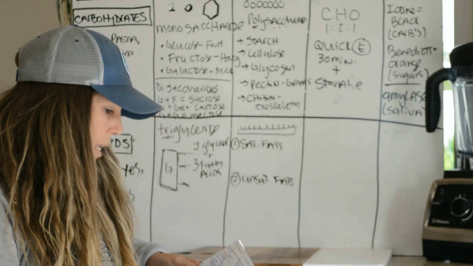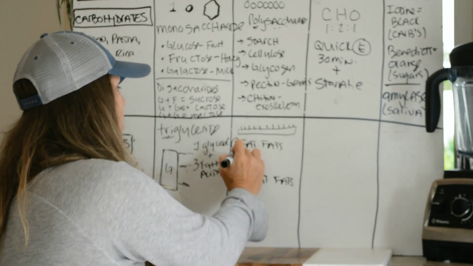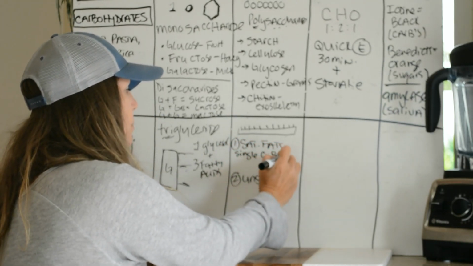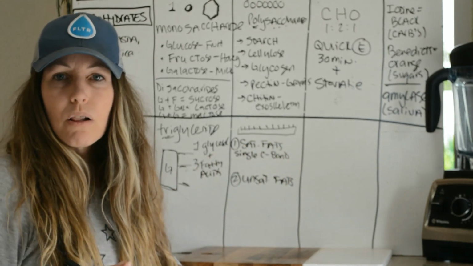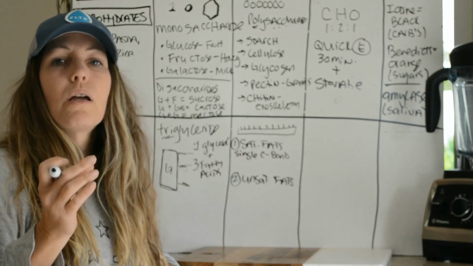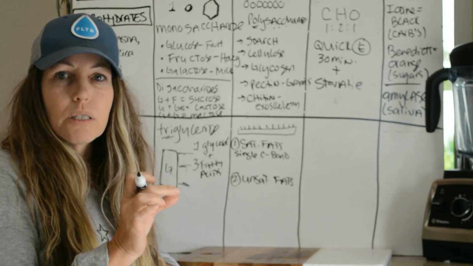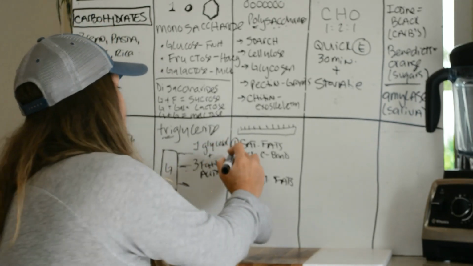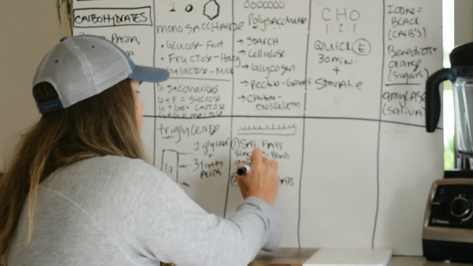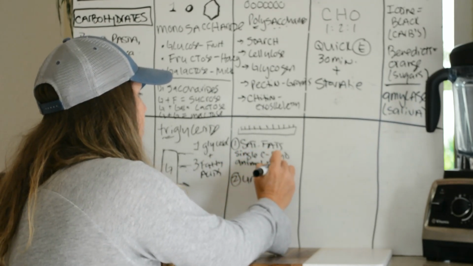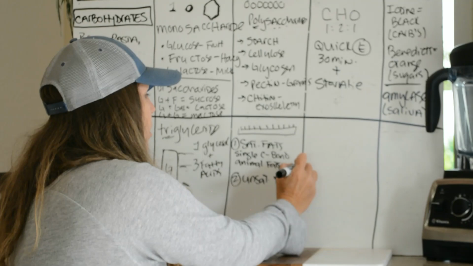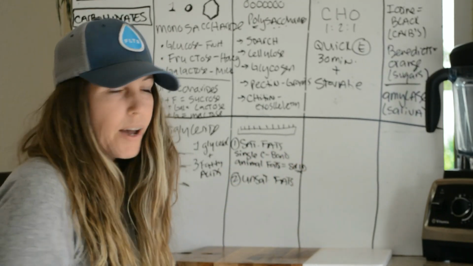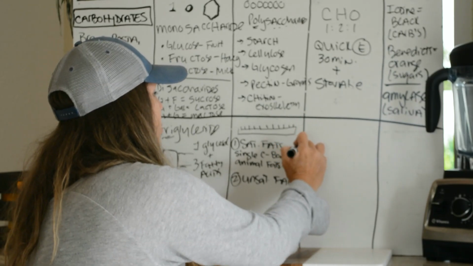First one, saturated fats have a single carbon bond. Okay, as in the molecules, carbon is singly bonded to another molecule. So they're only sharing 1 electron. These are animal fats, and they tend to stay solid at room temperature. Okay, now these are your bad fats. So these are your animal fats, so these are bad.